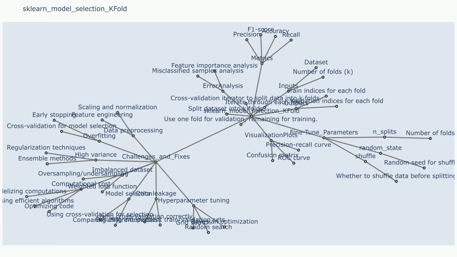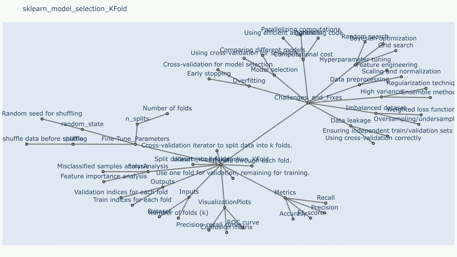sklearn.model_selection.KFold. Description. KFold is a cross-validation technique that partitions the dataset into K subsets. In each iteration, one fold is used as the test set, while the remaining K-1 folds are used as the training set. This process is repeated K times, ensuring each fold serves as the test set once.